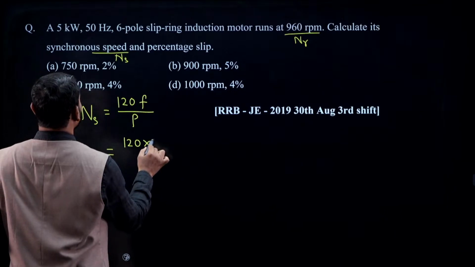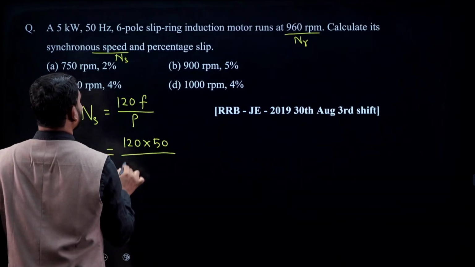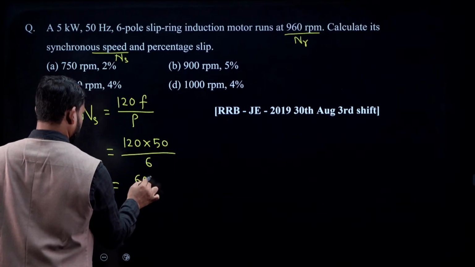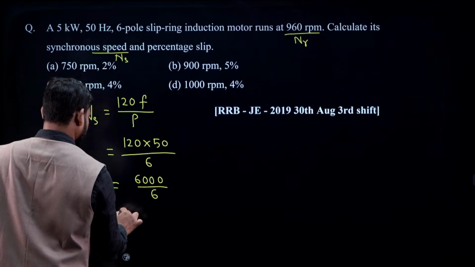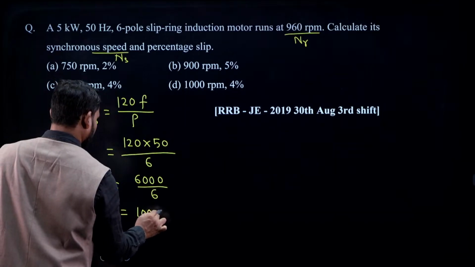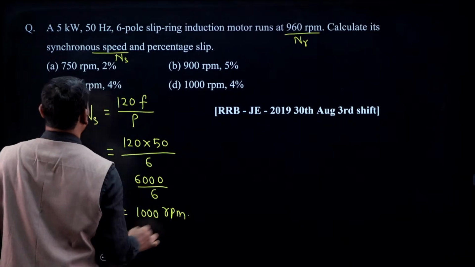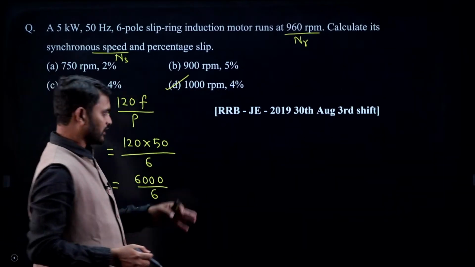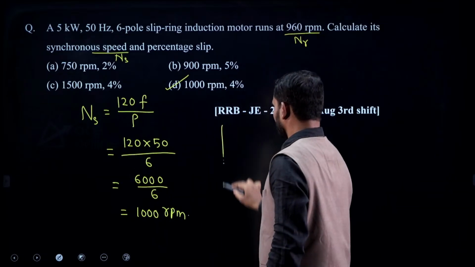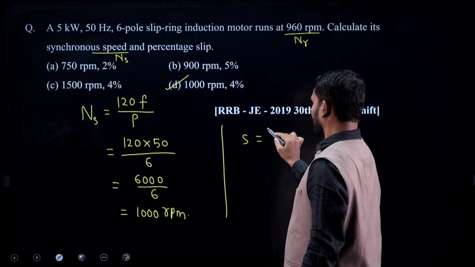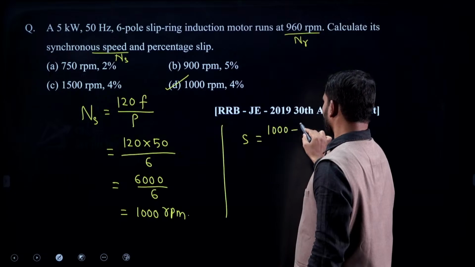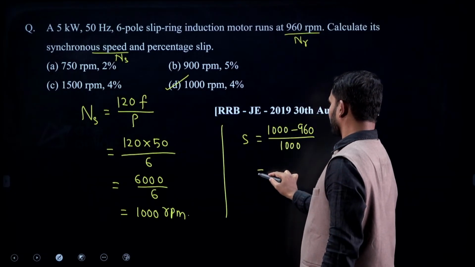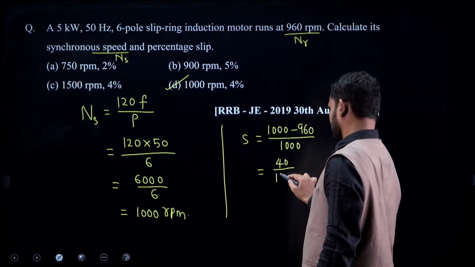120 into frequency, how much has he given? 50, divided by number of poles, 6. 12 5s are 60, so 6000 divided by 6. You will get 1000 RPM. So 1000 RPM is the only option, and you can find D. And if you want to find the percentage slip, it will be Ns minus Nr divided by Ns. So you will get 40 by 1000, or 4%.